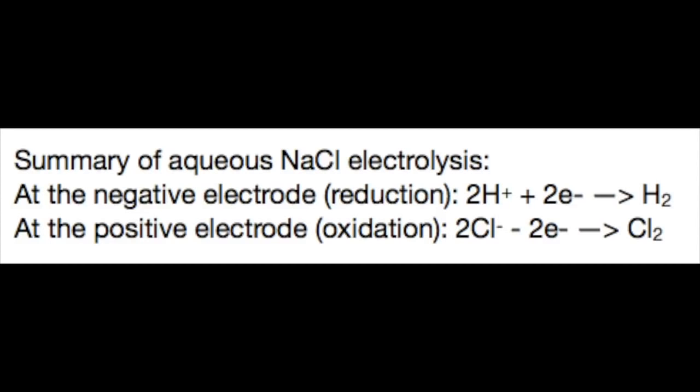And in the chlorine, you've taken away electrons, which is oxidation. And maybe your teachers have taught you OIL RIG: oxidation is loss of electrons, reduction is gain of electrons. Let's talk about the electrolysis of aluminium.